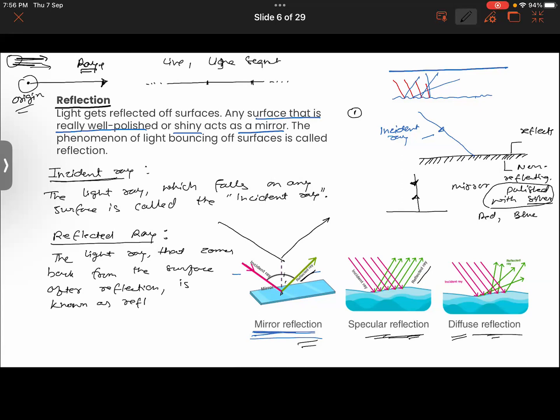Is that clear? Okay, so definitions come in exams: define incident ray, define reflected ray. So now you know what is an incident ray and what is a reflected ray. Now this will be called the reflected ray.